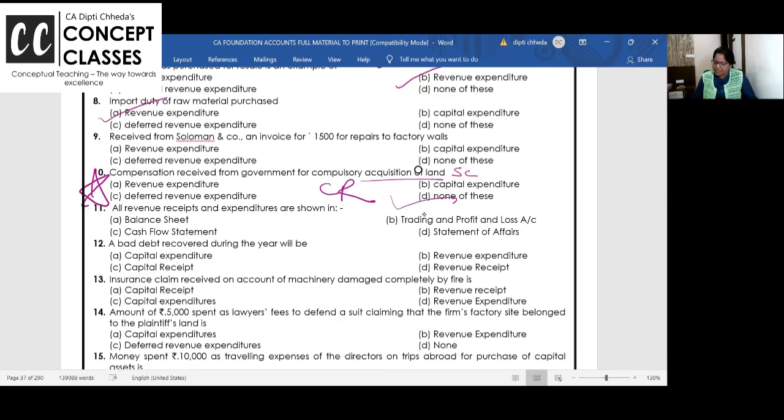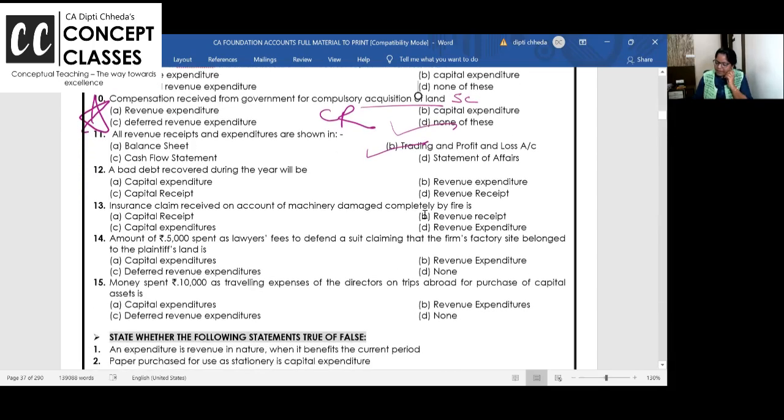All revenue receipts and expenditures are shown in the trading and P&L account. Okay? Bad debt recovered during the year. If you have recovered the bad debt during the year, take it as your income. Bad debt recovered is taken as income, a revenue receipt. When bad debt was incurred, it's a loss. Now, if bad debt is a receipt, it's a revenue receipt.